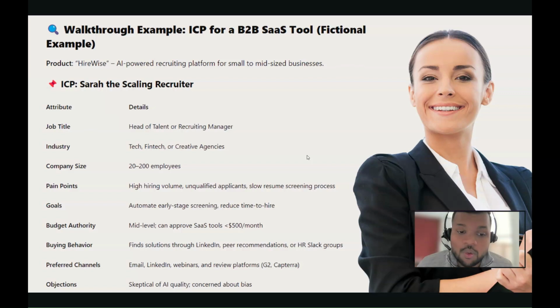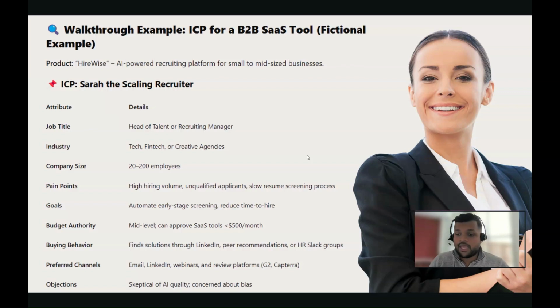Now let's look at the goals. Every person who has a problem has certain goals, because they're trying to get rid of those problems to achieve their goals. What are those goals? They want to automate the early-stage screening process, because if a lot of time is being wasted just taking out the unqualified candidates, then you're not spending enough time to screen the right candidates so that you can get the best possible hire. That's why having these goals is very important.